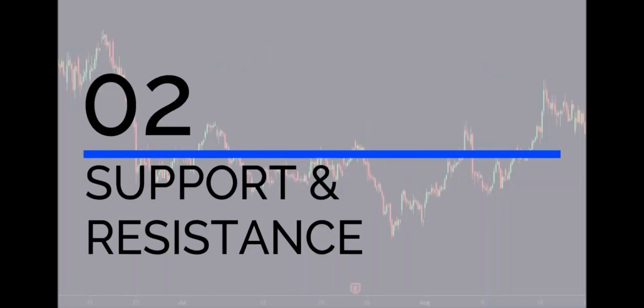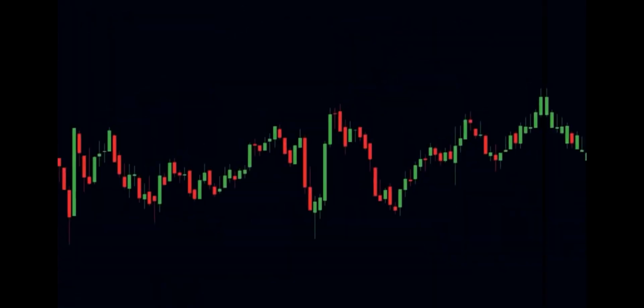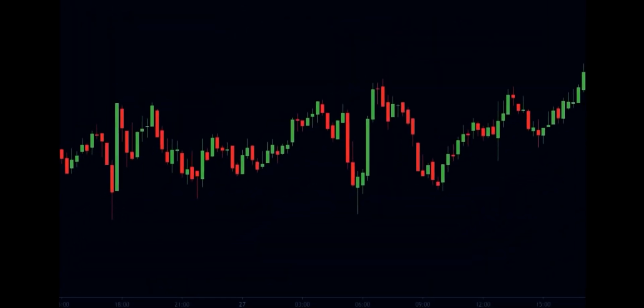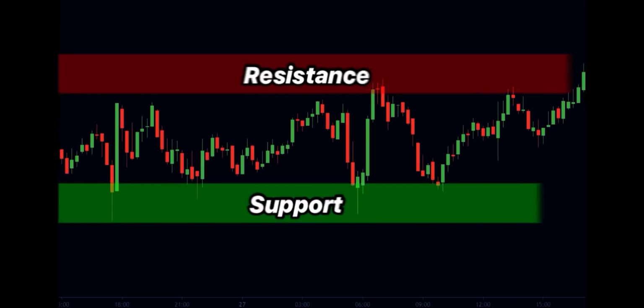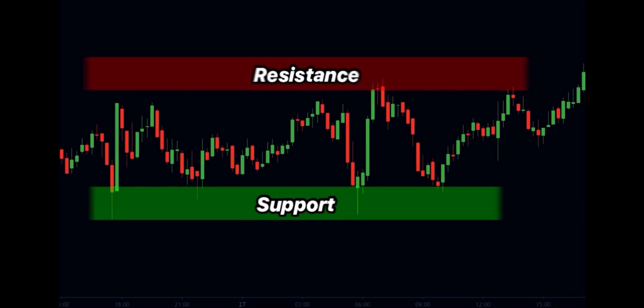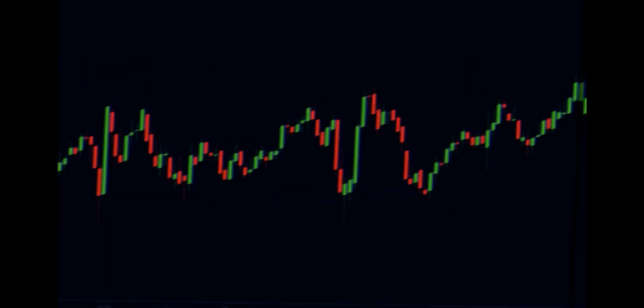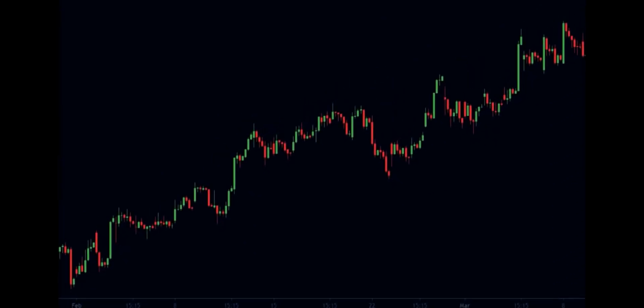Technique number 2. Support and resistance. Support and resistance are basic elements of technical analysis that provide structure to the price movements. Whenever the price is in a sideways range, we see that the price is stuck between a major support and resistance level. But in a trending market, the situations are quite different.